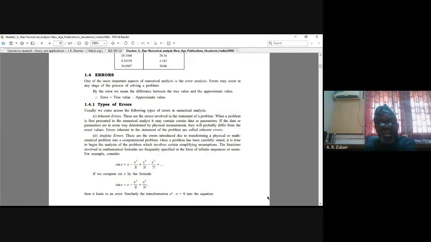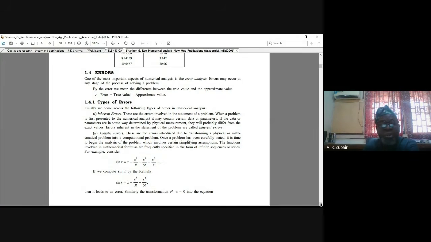We have analytic error. These are the errors introduced due to transforming a physical or mathematical model into a computational problem. Once a problem has been carefully stated, it is time to begin the analysis of the problem, which involves certain simplifying assumptions. The functions involved in mathematical formulas are frequently specified in the form of infinite sequences or series. For example, consider sine x equals that.